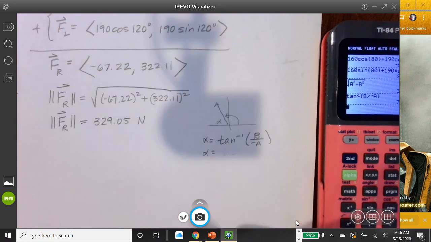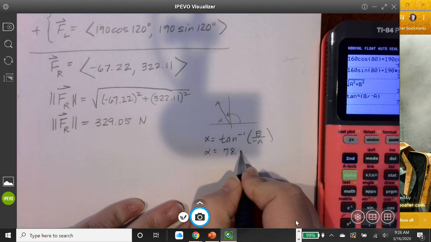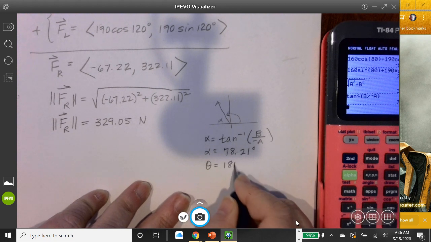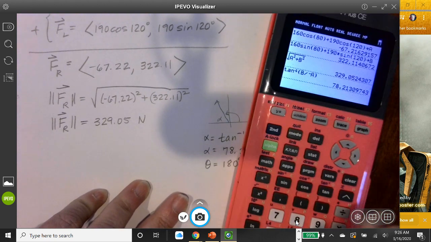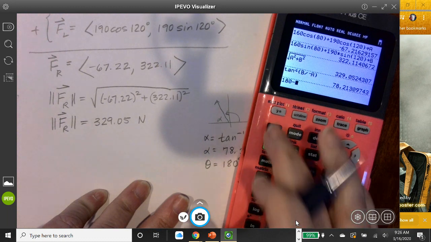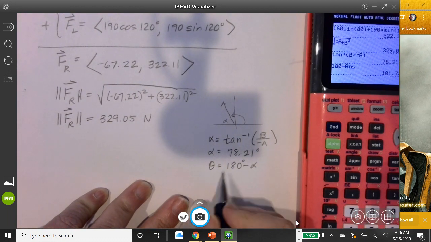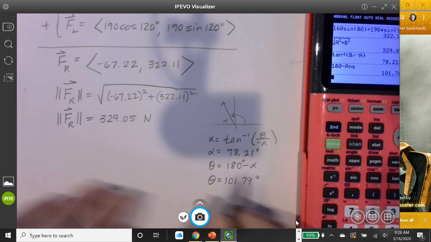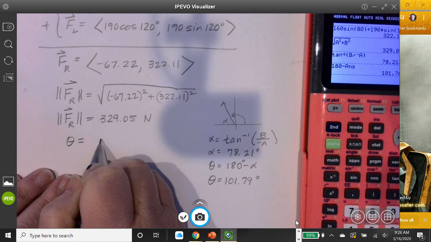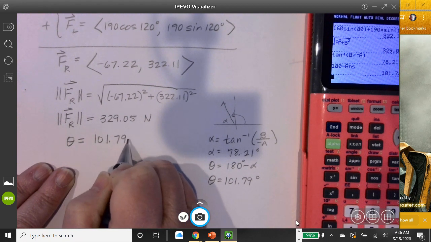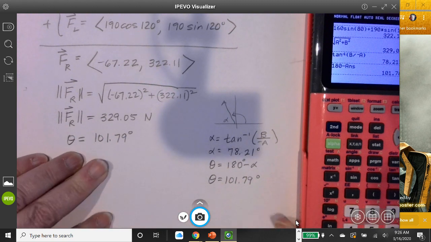Oops, I can't write. I'm just excited because this video is going to end, and it's been a long one. I'm really sorry. But then what is theta? Theta is going to be 180 minus alpha. So we're going to go 180 minus the answer, and that's 101.79 degrees. So the force is 329.05 newtons, and the resultant angle is 101.79.